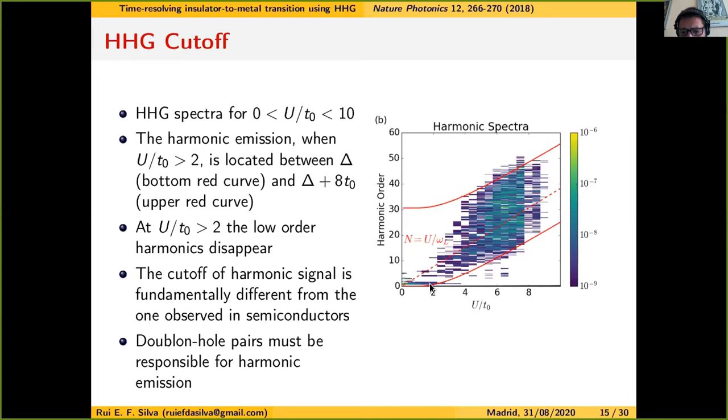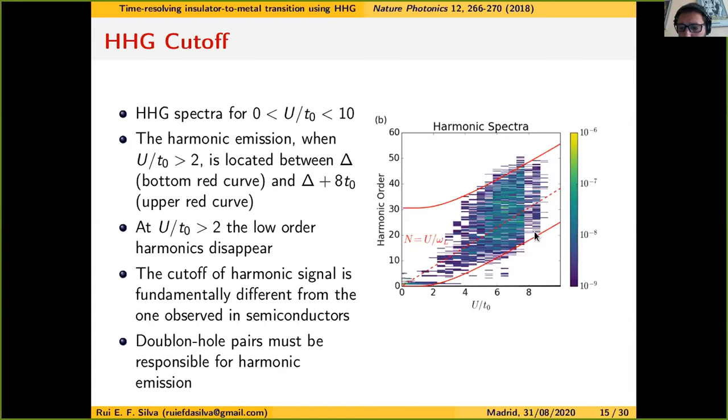When we go up and we increase the value of U, we see that our high harmonic generation signal completely changes. So now the harmonic generation, so this red line is just delta, that is the optical Mott gap, and this is delta plus 8 times T0. And you see that the high harmonic generation is really concentrated in this region of the spectrum. And this spectrum is completely different from the spectrum that we are used to seeing in atoms or in semiconductors.